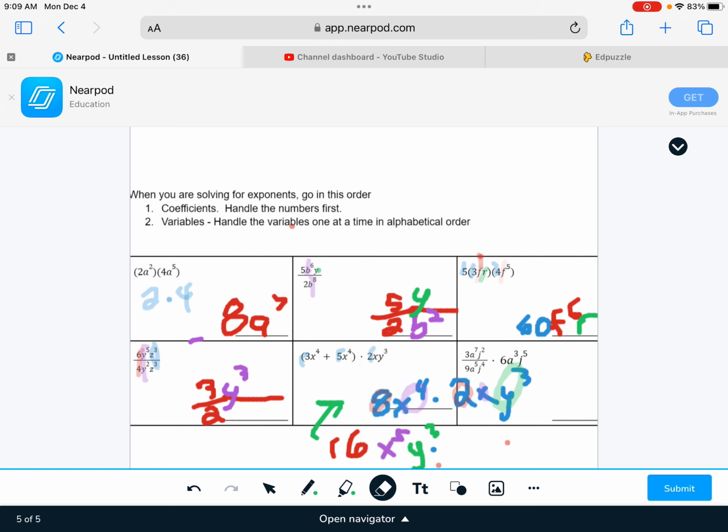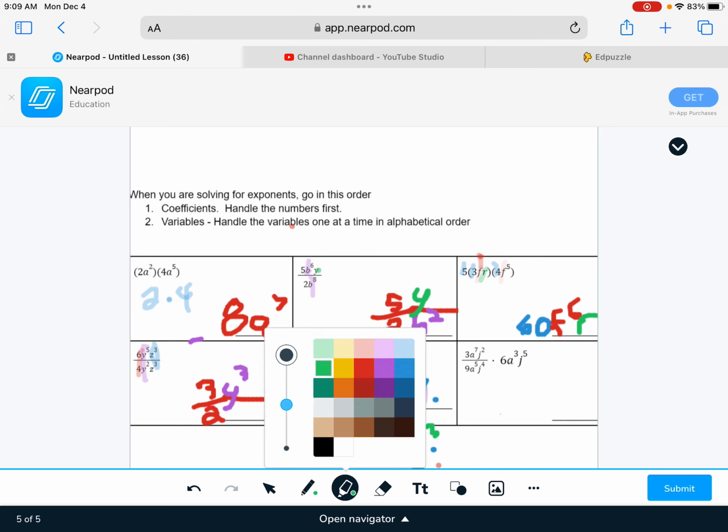Now, I am out of room, so I have to erase this in order to be able to have a little more room to solve stuff. This one is going to take a little more time. We do have to take it in individual steps in order to make sure that we are doing this correctly.